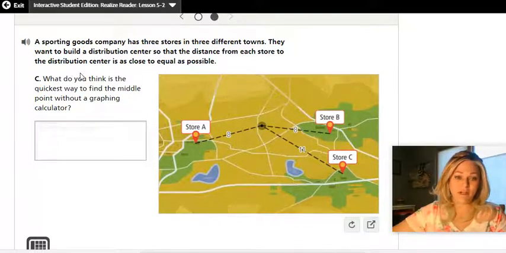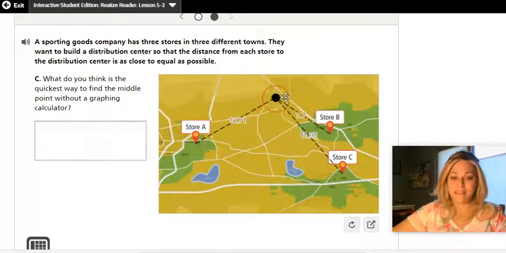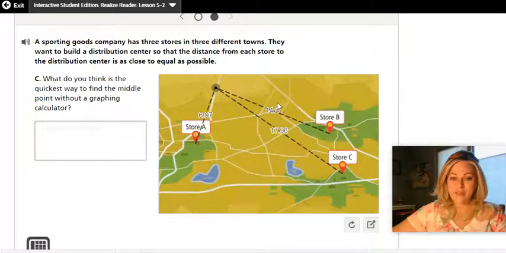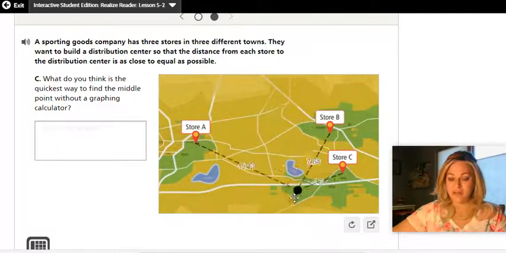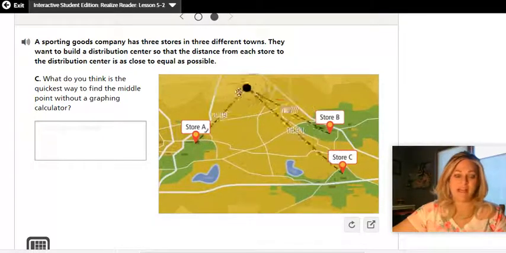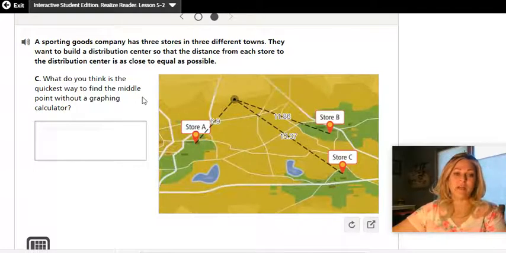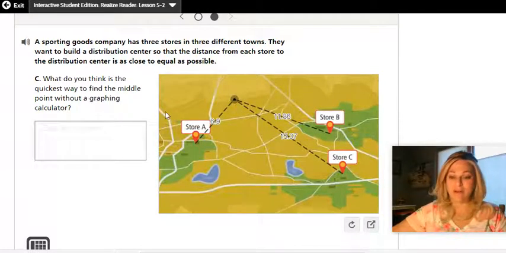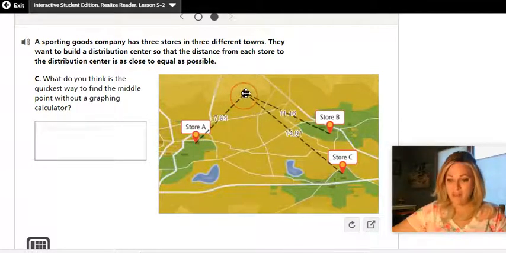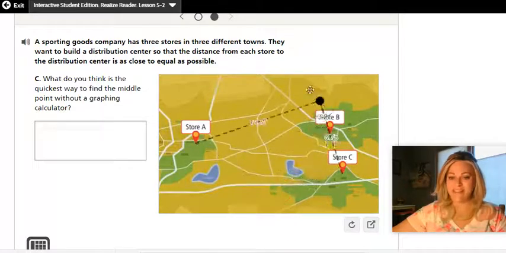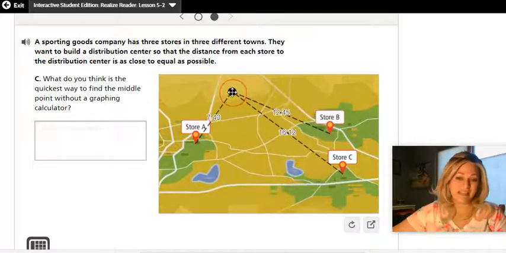The next part of the same question, you're going to do this, but notice the measurements change. Is there one spot? Is there more than one spot? And we're going to ask, what do you think is the quickest way to find the middle point without using a graphing calculator? Mathematically, there is a way to do this. So how do you think it could be done?